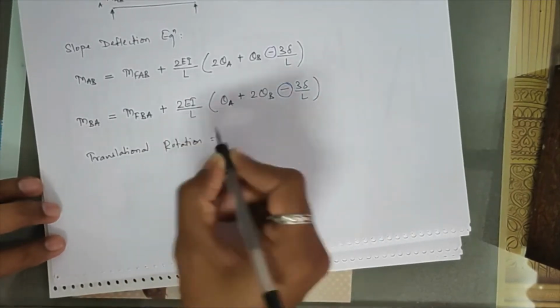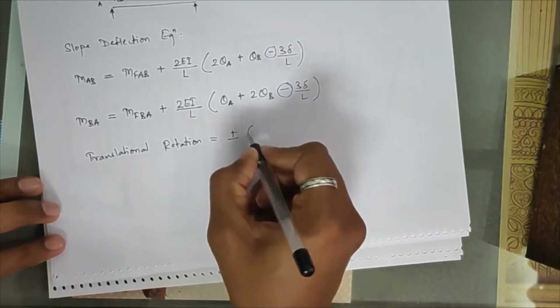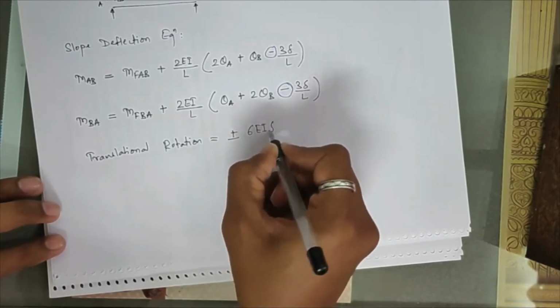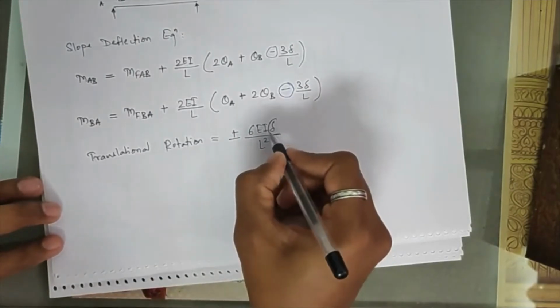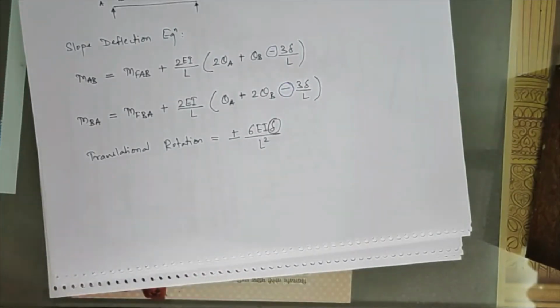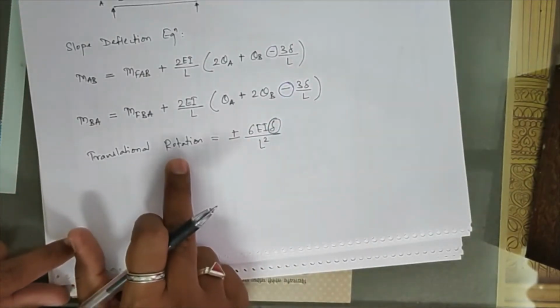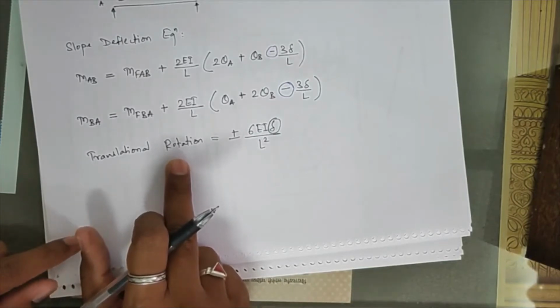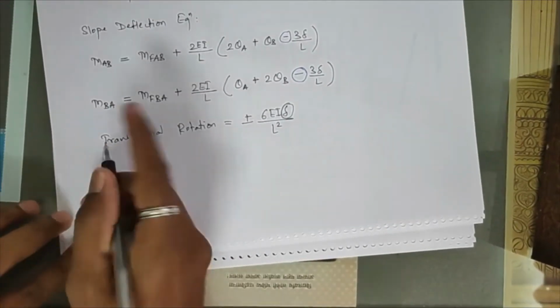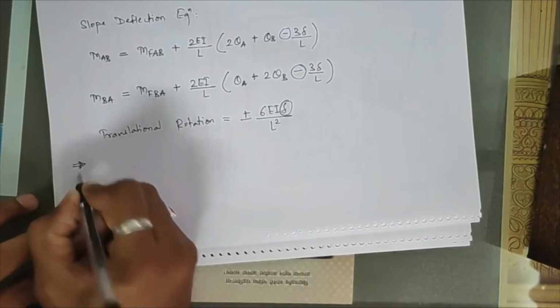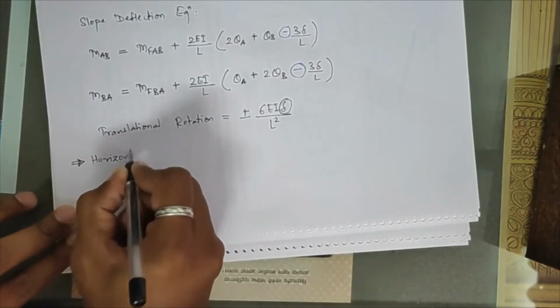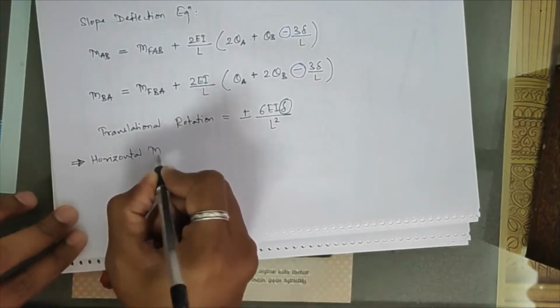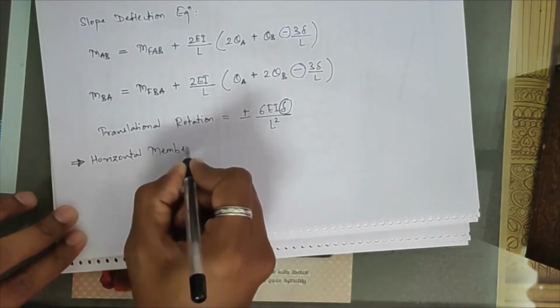That translational rotation was equal to plus or minus 6EI delta divided by L square, where this delta is the vertical or horizontal displacement due to which the translational rotation is induced. First we will see the case where the member is a horizontal member.